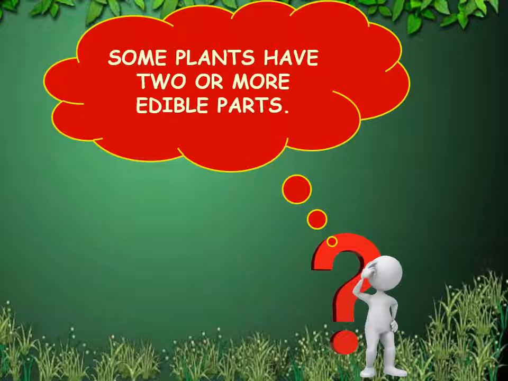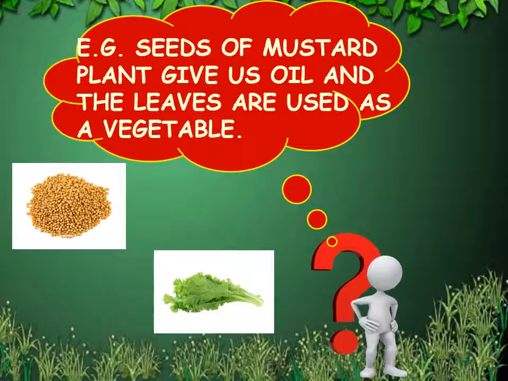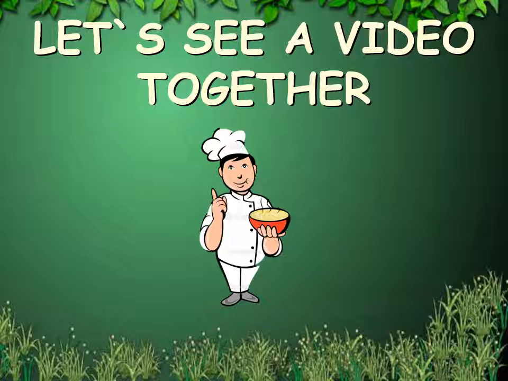Do you know that some plants have two or more edible parts? Can you give me an example? Yes, seeds of mustard plant give us oil and the leaves are used as a vegetable. Let's see a video together for better understanding of this concept. After this video, I will give you a task.